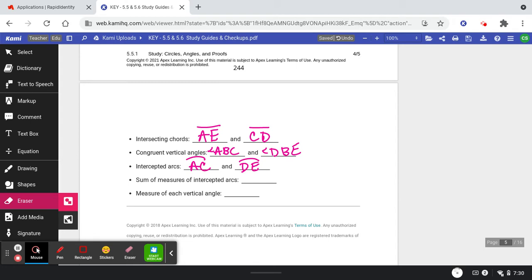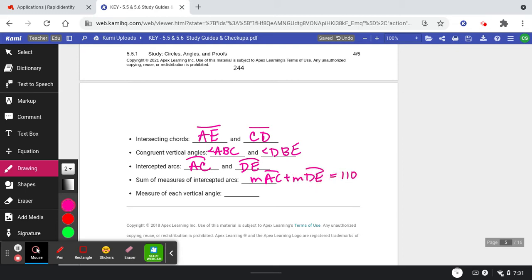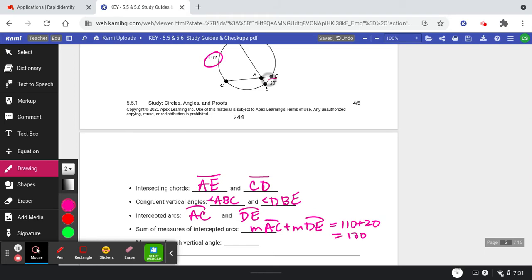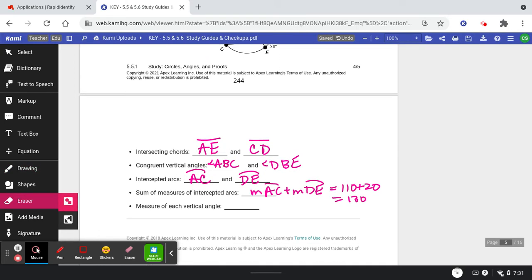The sum of the measures of the intercepted arcs would be measure of AC plus the measure of DE is equal to 110 plus 20 or 130. So let's go back and look at that. 110 plus 20 is 130. And so then the measure of each vertical angle is going to be half of that sum.